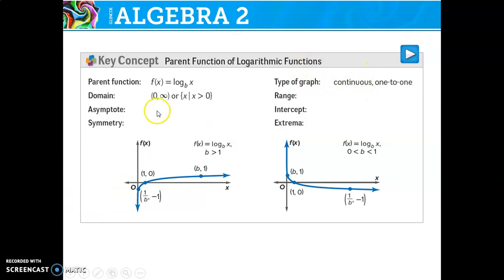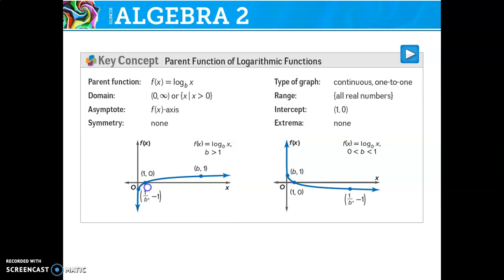The domain is x is greater than 0. The range is actually all real numbers. It goes all the way down, and this will go all the way up to infinity. The asymptote is the y-axis. There's an asymptote at x equals 0. There's an x-intercept at (1, 0). There is no y-intercept. There is no symmetry, and there are no extreme values in the graphs of logarithms.